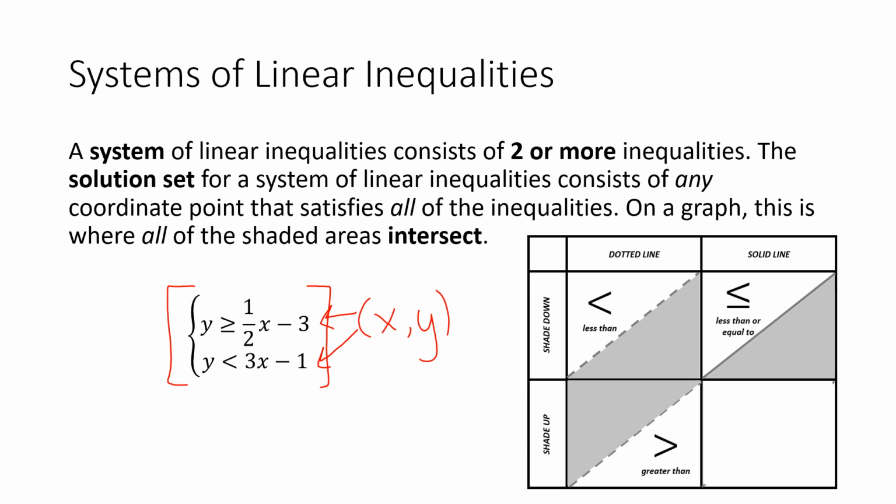The greater than sign, you'll use a dotted line, and greater than indicates that you'll shade everything above the line. Lastly, you have greater than or equal to. This means that you'll use a solid line because you're including all of the points that are equal to the line, and you would shade up to include the points above the line as well. Let's try an example.